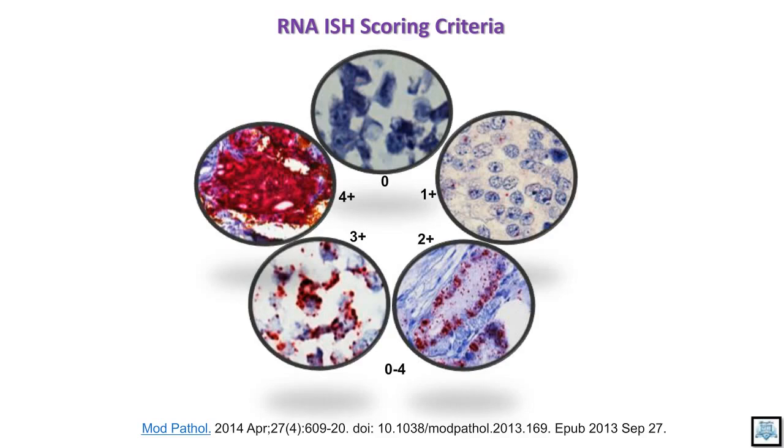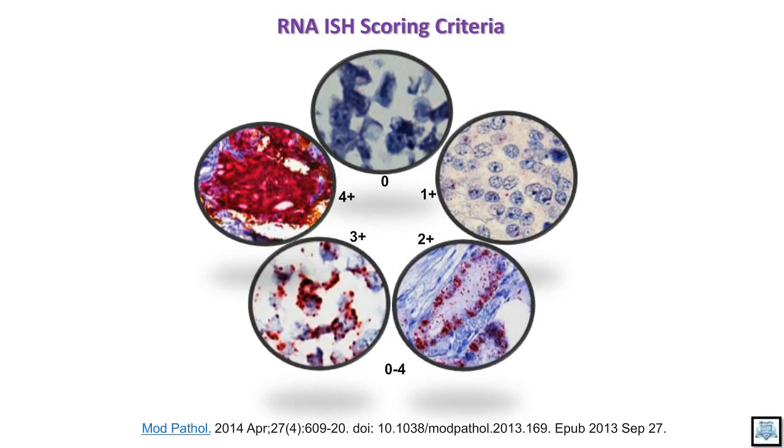Okay, so based on the level of expression, we developed this RNA hybridization scoring criteria, which you can do manually, from 0 to 1+, 2+, 3+, and 4+. So this will help you to score the RNAs.